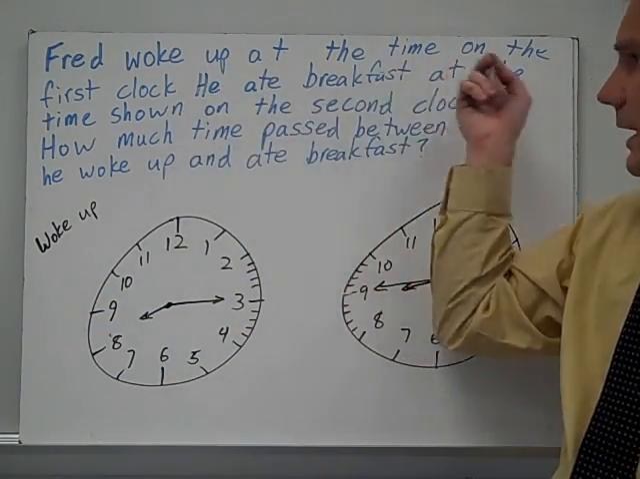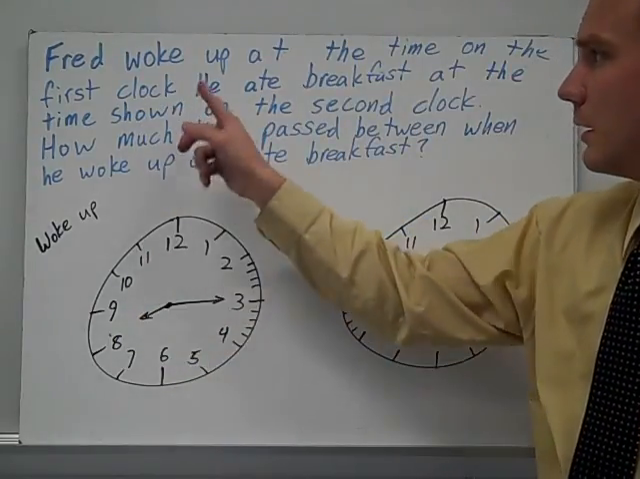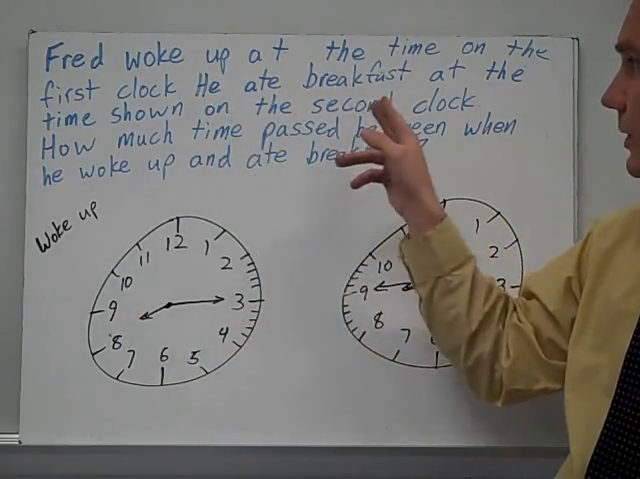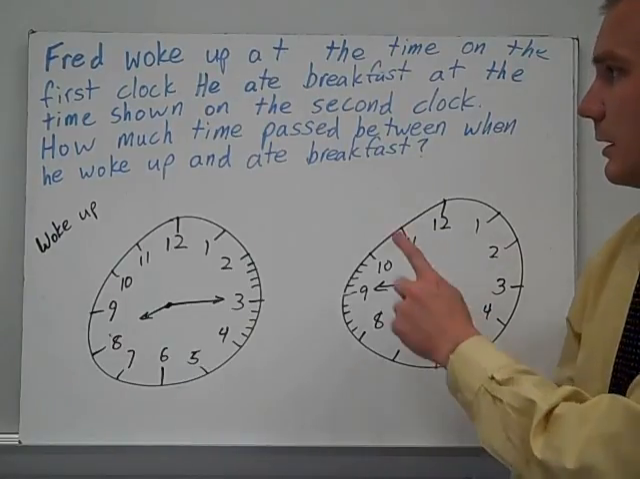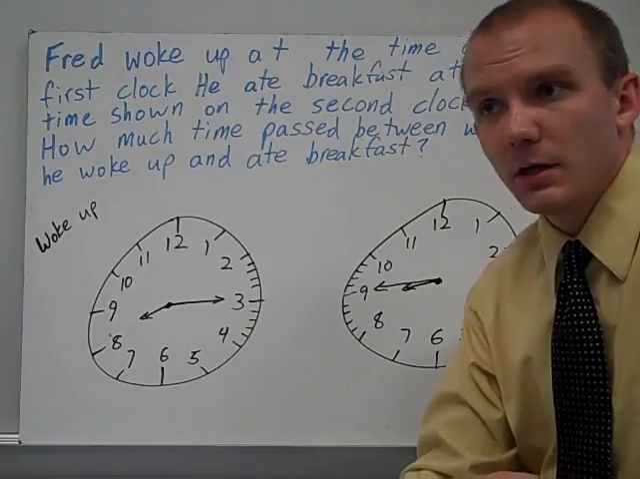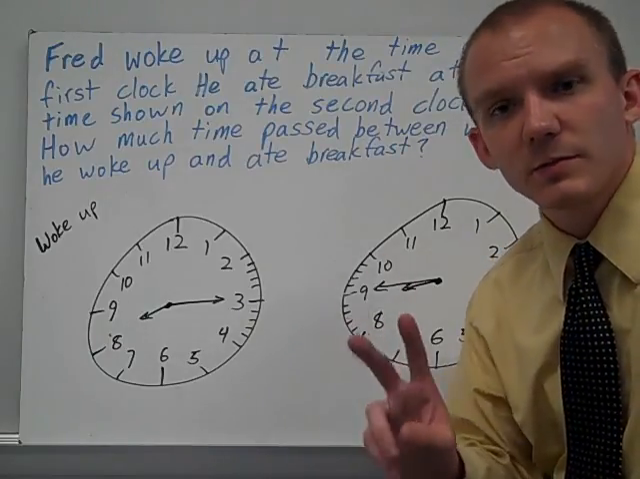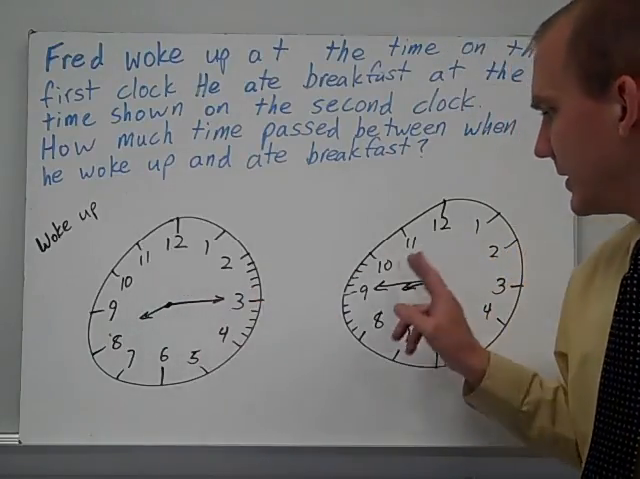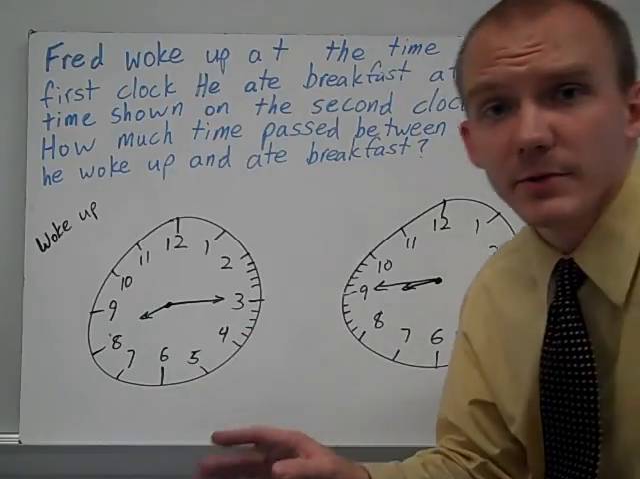Fred woke up at the time on the first clock. He ate breakfast at the time shown on the second clock. How much time passed between when he woke up and when he ate breakfast? So this is two steps. First, you have to figure out what time it is on each clock, and then how much time is in between.